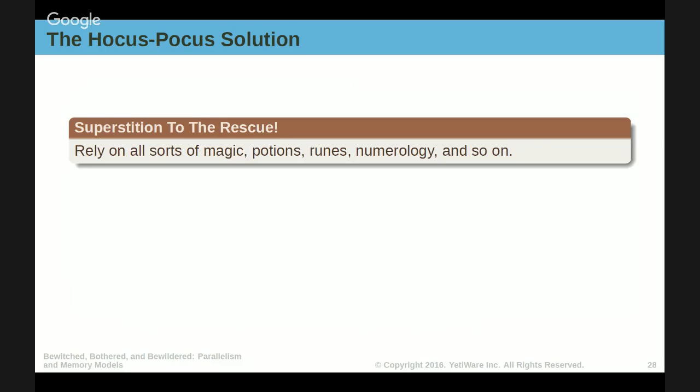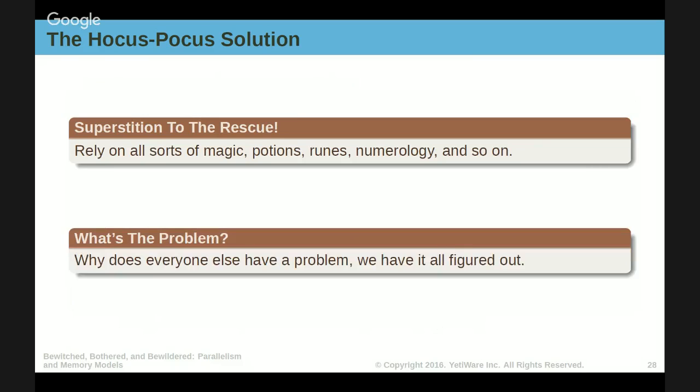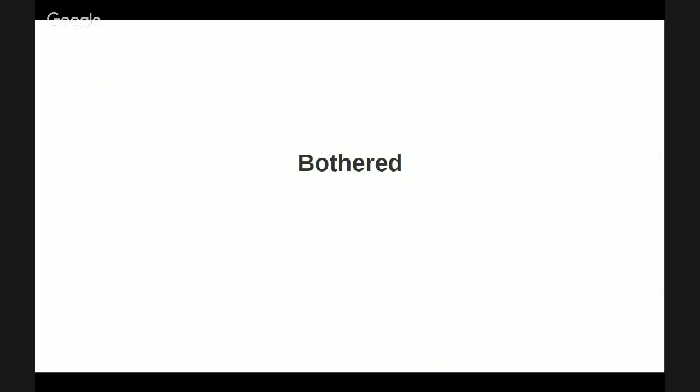So the hocus pocus computing solution, which we never will use here, is that you just rely on magic, potions, runes, numerology, anything it takes, and we just imagine it's going to work how we expect. We completely disregard computer architecture because we're too smart. SMRT, right? So that's one solution, and we would never do that, because this is poor science, this is pseudoscience. It's easy to say, oh, there's no problem, everything's figured out. What's everyone's issue, right?